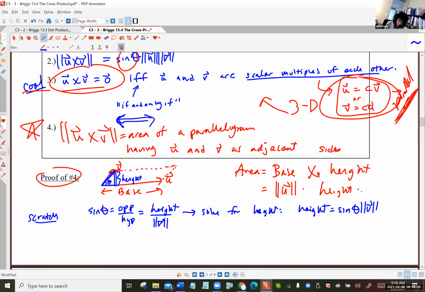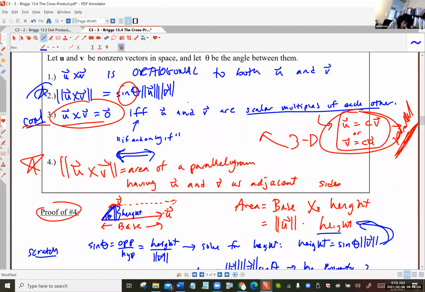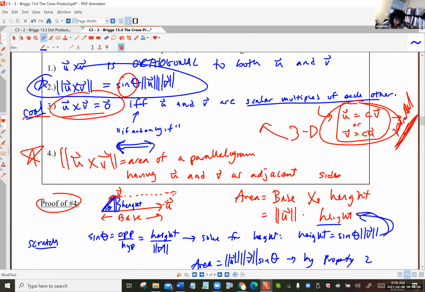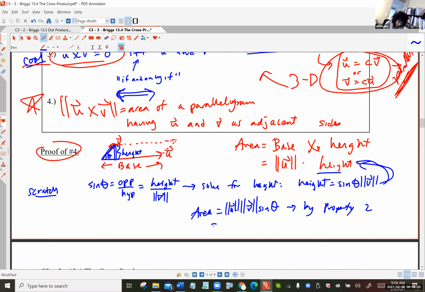And now you can substitute that into your area formula. So area is equal to the magnitude of u times the magnitude of v times sine theta. But then by property number 2, which I didn't prove, but we're going to use it now. Which one is that? Well, if you look at property 2 up here, it claims that the right-hand side, which is sine theta times the magnitude of u times the magnitude of v, gives you the exact same result as the magnitude of the cross product. We're done by property 2. So QED, and there I'm done with the proof.